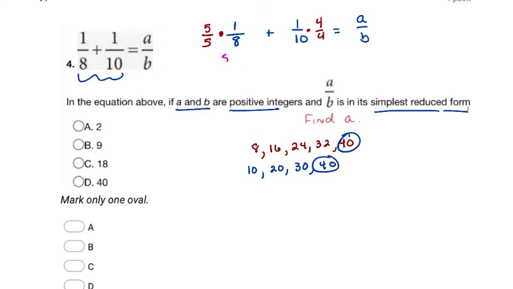Then when we multiply, we get 5 over 40 plus 4 over 40. Now we can add those, and that's 9 over 40. And that has to equal a over b. Now, it did say a over b is in reduced form, and 9 over 40 is in reduced form. I can't simplify it. And therefore, by comparison, I can tell that a is 9 and b is 40. So a is 9.